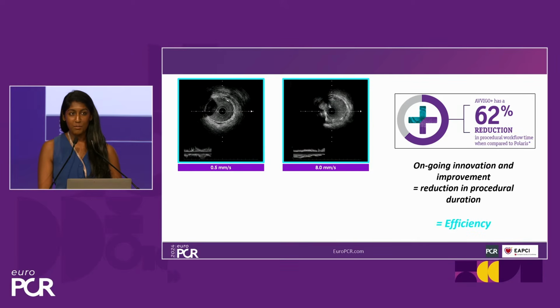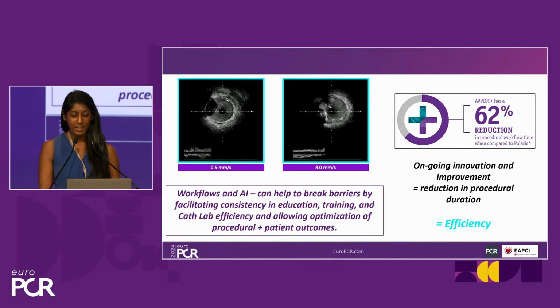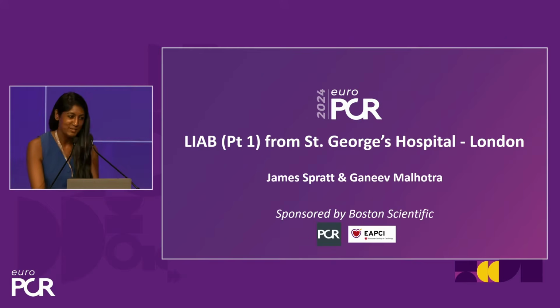It does have an 8mm pullback speed, so a 62% reduction in procedural workflow time, which will increase efficiency through the cath lab and takes away the barrier of people not using it because they're worried it's going to slow the lab down. And in summary, workflows and AI can help to break barriers by facilitating consistency in education and training, cath lab efficiency, and allowing optimization of procedural and patient outcomes. Thank you very much for listening.